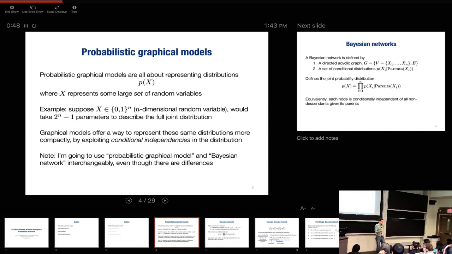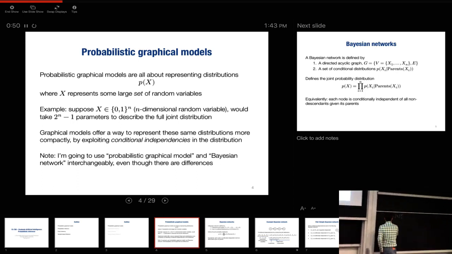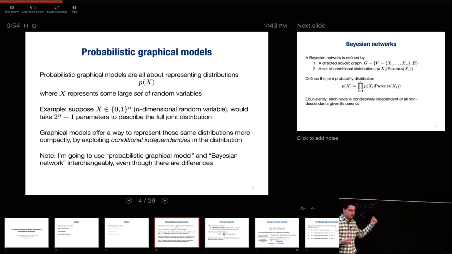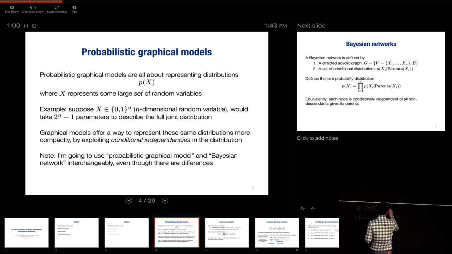Very naturally, the number of assignments we have to specify in order to specify that distribution is going to be 2 to the n, because there are 2 to the n possible settings. And although we do solve some problems that have 2 to the n possible values.